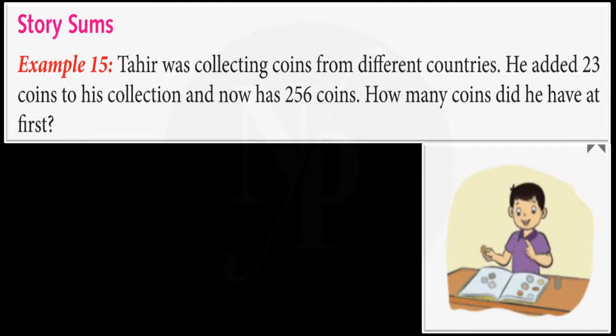Tahir is collecting coins from different countries. You can see in this picture, he is making an album of coins. So to his album, he added 23 new coins. After adding 23 new coins, now in his collection he has 256 coins. So now we should find how many coins did he have at the first. That means before adding these 23 new coins.